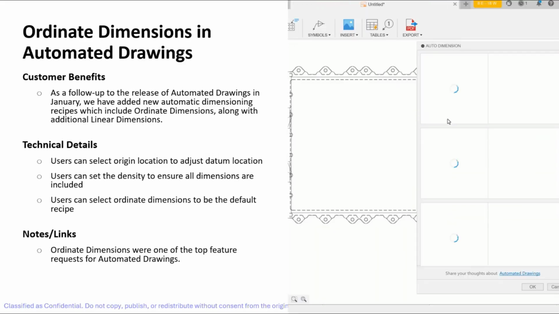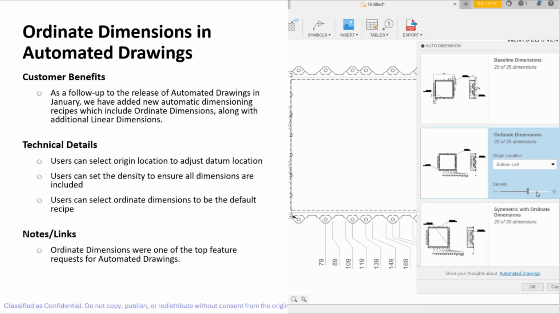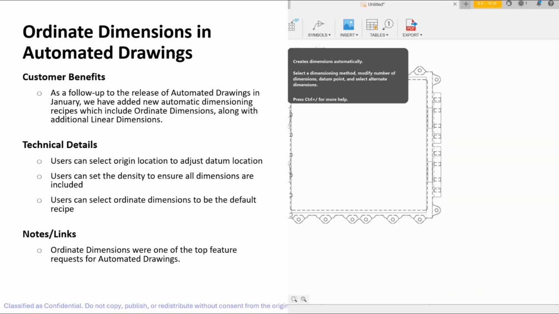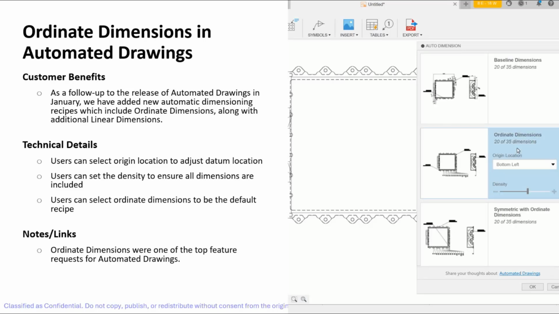Okay. The next one is ordinate dimensions in automated drawings. Customer benefit: as a follow-up to the release of automated drawings in January, we have added new automatic dimensioning recipes, which include ordinate dimensions along with additional linear dimensions.